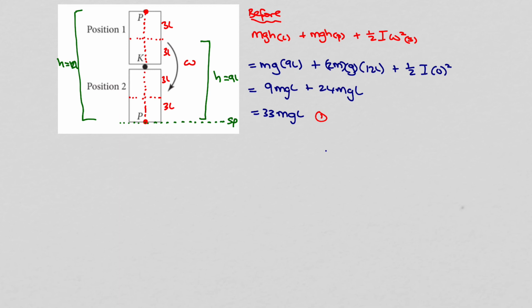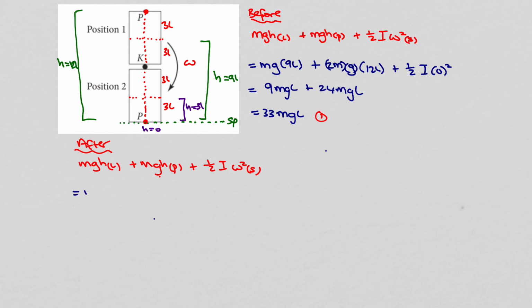And then if we look at after, so just come over here to the left. So again, we have mgh for the lamina, mgh for the point mass, and a half I omega squared for the system. So now if we're looking at the position afterwards, I'll use a different colour here, I'll use purple. And if we're looking at the centre of gravity of the lamina to the standard position after, I can see that H is going to be 3L. But for the point mass, obviously H is going to be 0 because it's on the point mass.